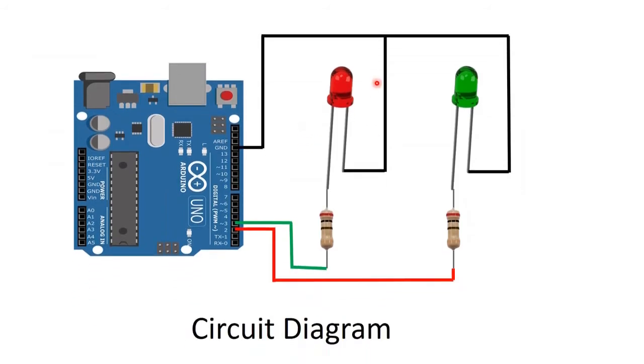So this is the diagram for our circuit. So we can see here our Arduino Uno, and then we have here the 2 LEDs. So we can see that the negative legs of our LED are connected to the ground part of the Arduino Uno, while the positive leg of our red LED is connected to number 3 pin of the Arduino, while the number 2 pin of the Arduino is connected to the positive leg of the green one.